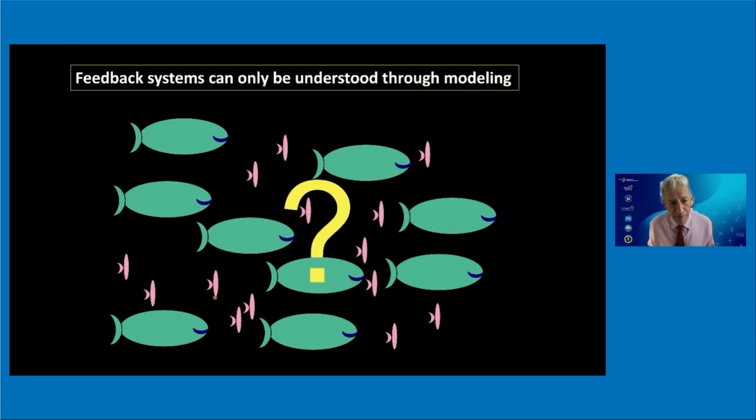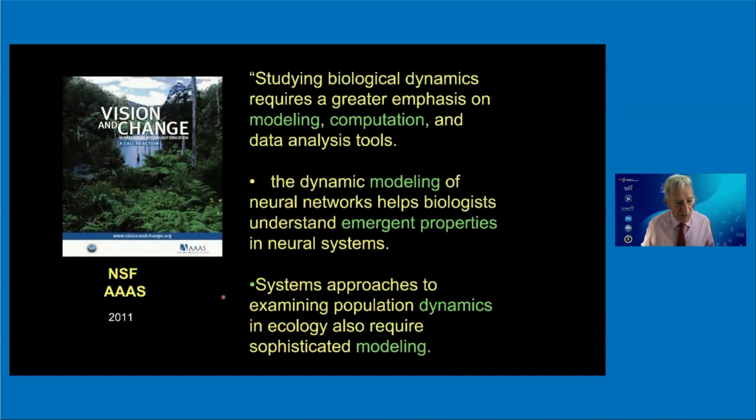So dynamics has to be understood through modeling. But don't take my word for it. This was another call. Vision and Change was put out by the National Science Foundation and the AAAS 12 years ago. And what do they want? They want modeling, computation, modeling, dynamics, modeling. This is the National Science Foundation talking. This is what our students need.